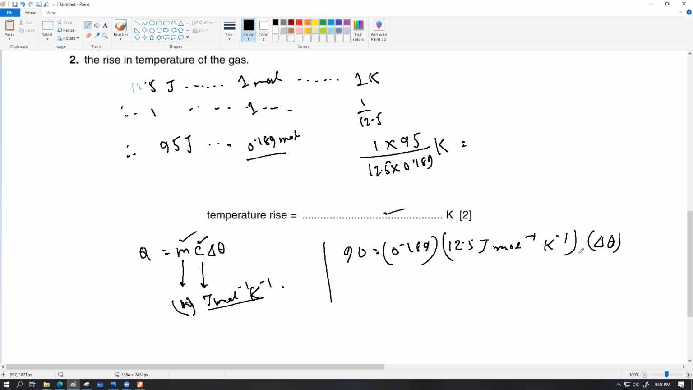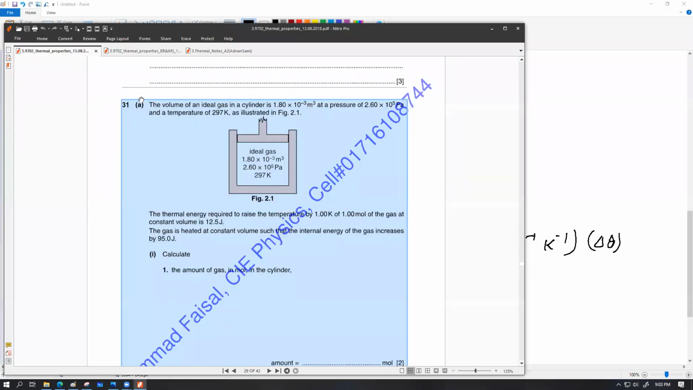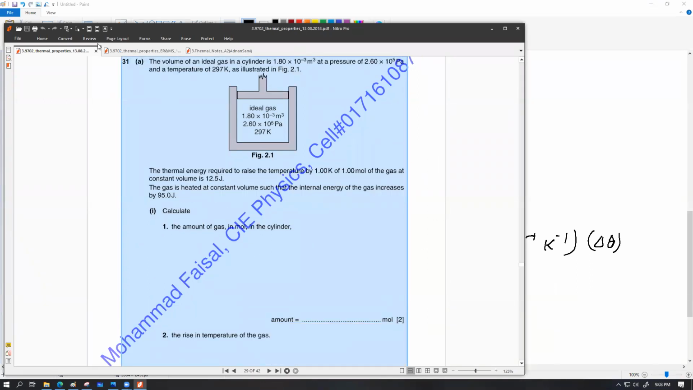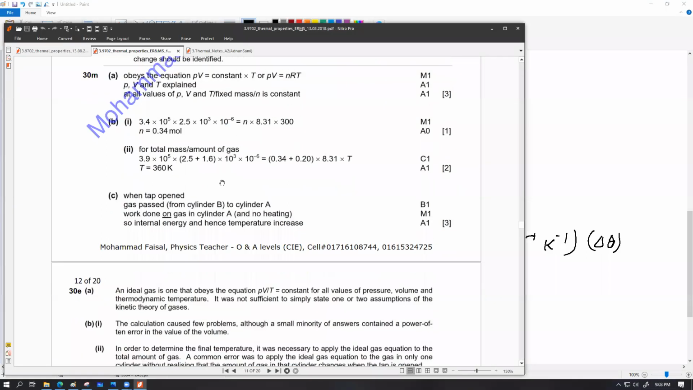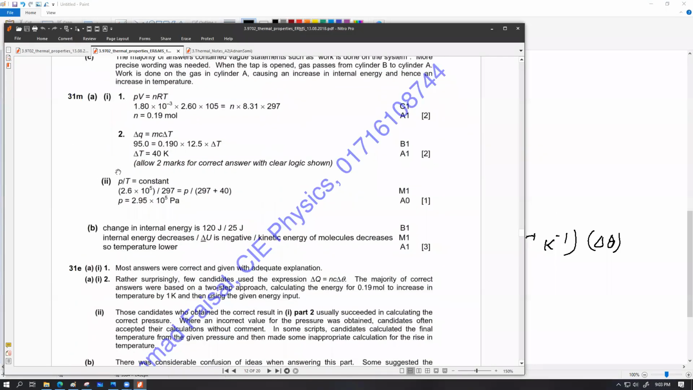একভাবে করলেই হবে। মার্কস্কিম দেখি আমরা, মার্কস্কিম কি বলছে। সো 31 এর a 1 এর 2। ঠিক আছে, এই যে ওরা লিখছে allow 2 marks for correct answer with clear logic। এই ক্লিয়ার লজিক মানে হচ্ছে যে ইউনিটারি মেথডগুলো তোমার মার্কস দিবে। পরে দেখো কি বলছে এখানে: rather surprisingly few candidates use the expression Q equals to nc delta theta, এই যে n লিখে দিছে. Majority of the correct answers were based on two-step approach calculating the energy for 0.19 to increase the temperature and then giving it the correct energy input.